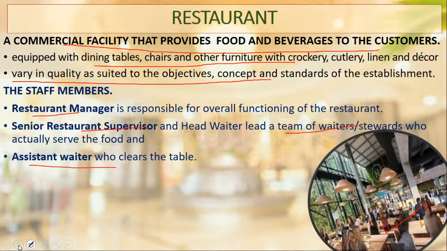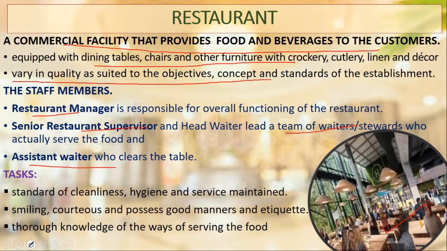So now you will understand the hierarchy. There is a hierarchy behind all this. आपने देखा होगा एक जना आता है, he takes your order, he gives it to somebody else who cooks it, and then somebody serves it to you, and the assistant waiter then clears the table, and their task is to maintain cleanliness, hygiene and service in the restaurant.